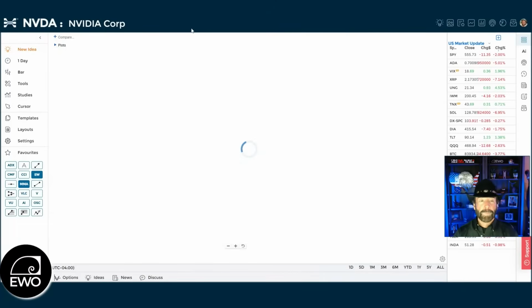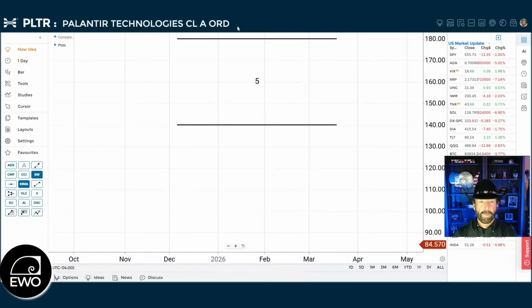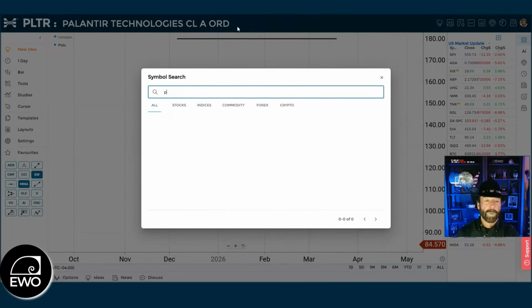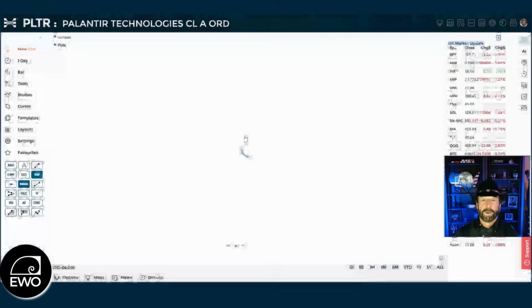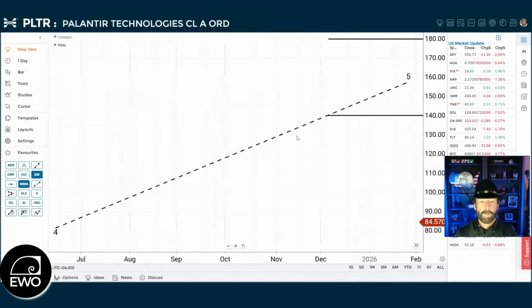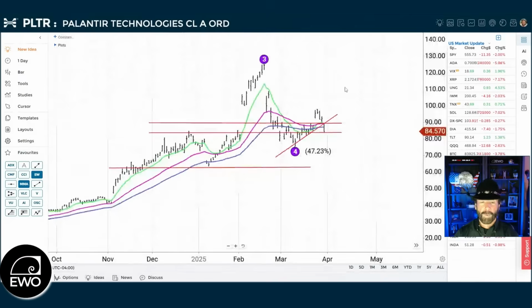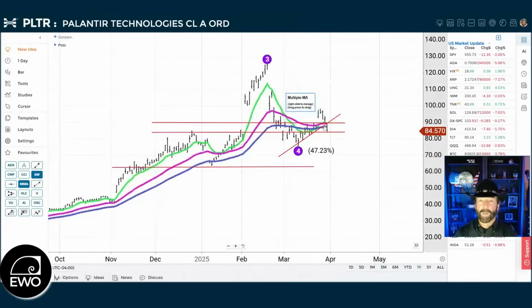And then looking at PLTR, I'll change the chart and bring it up since they changed exchanges. We need to bring up the new chart of PLTR. And we had a little bit of a move to the upside, but that's been quickly reversed. And we're back down, but we have this core of support here right between 80 and 90. You can see we closed at just over 84, but we kind of need to hold there.